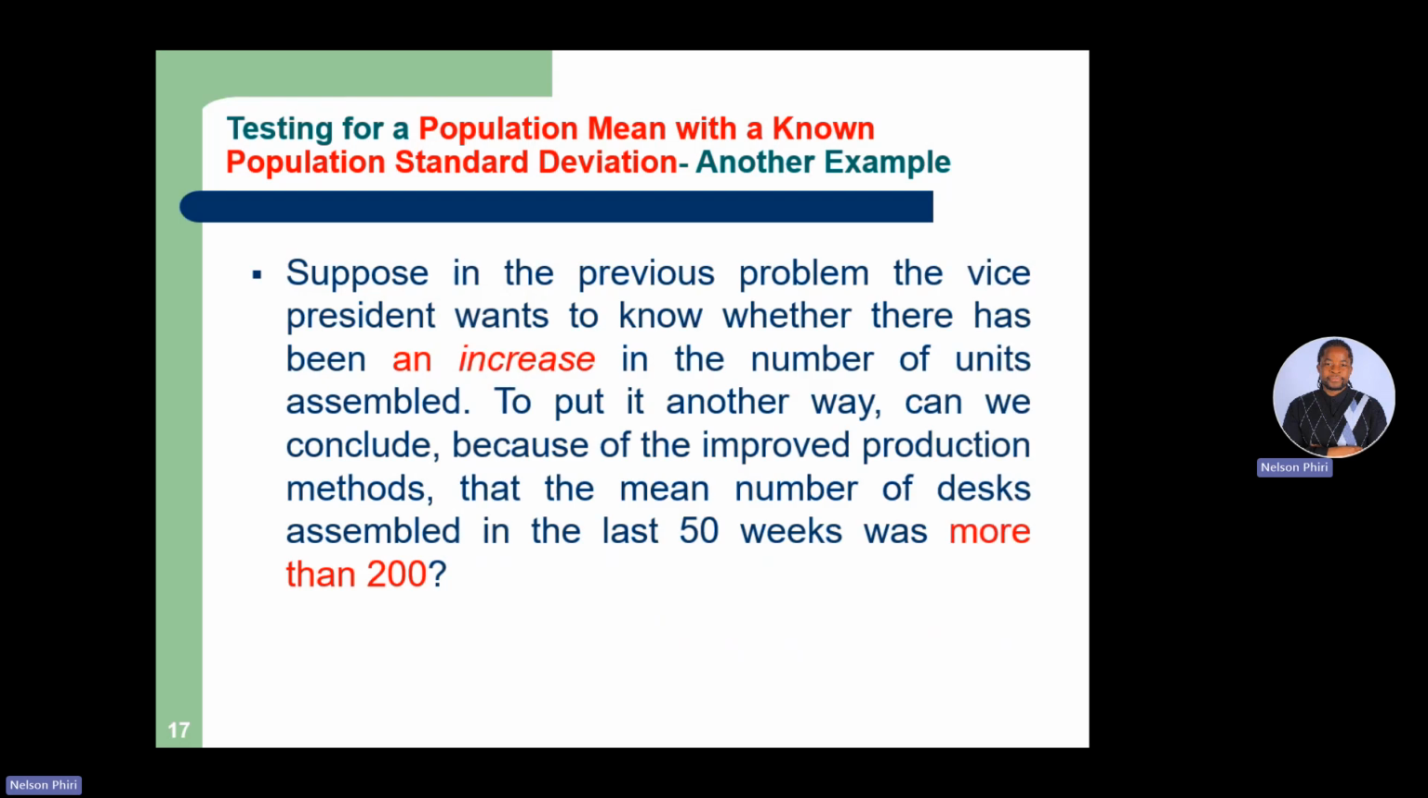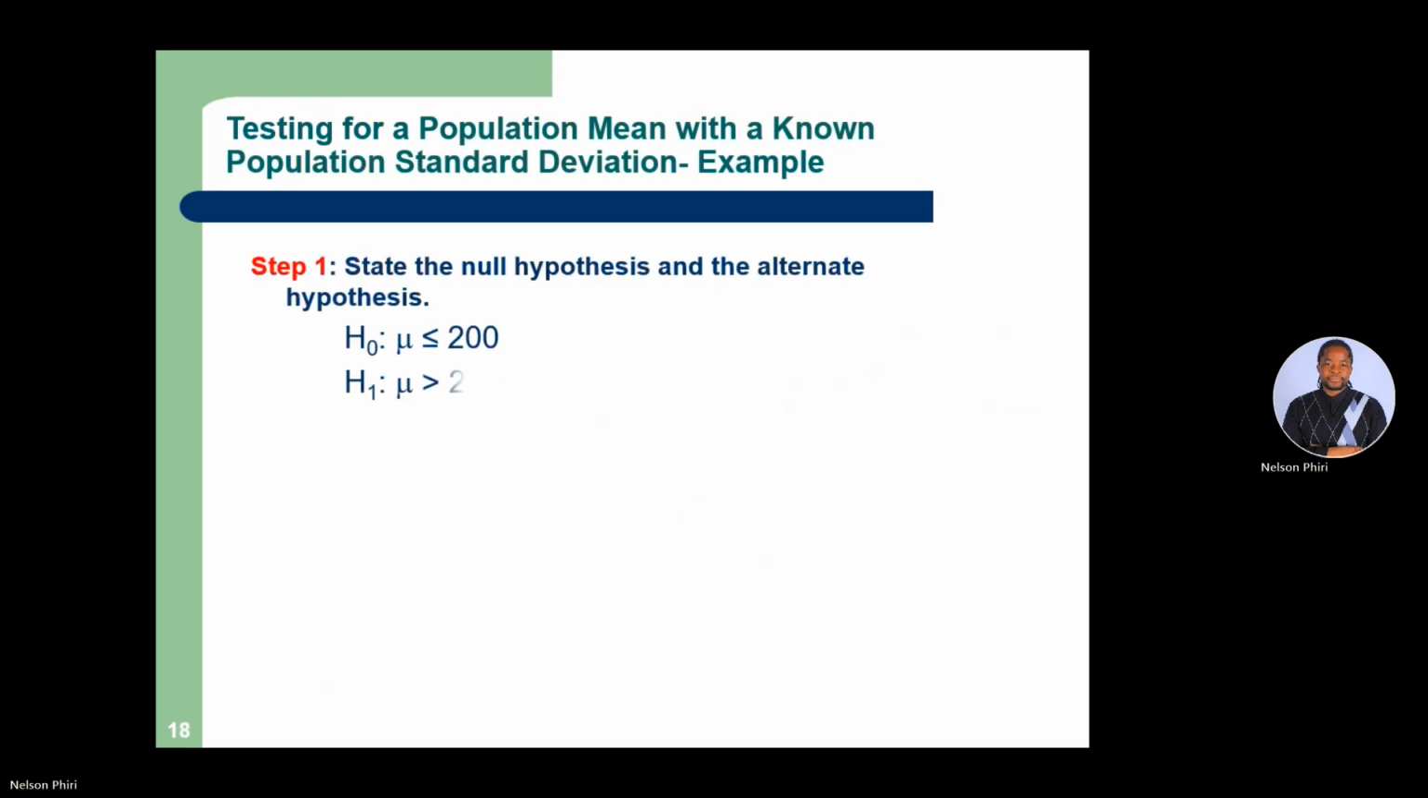Then supposing, in the previous problem, the manager wanted to know if there was an increase. Can you conclude, because of the improved production method, that the mean number of desks assembled in the last 50 weeks was more than 200? So you want to test if the mean number of desks assembled was more than 200. So we recall sigma is 16, mu is 200, alpha is 0.01. So this time we want to check if it has increased.